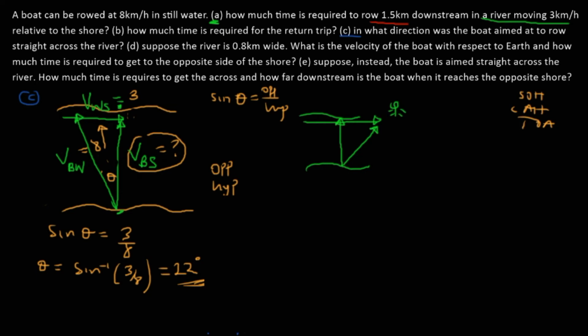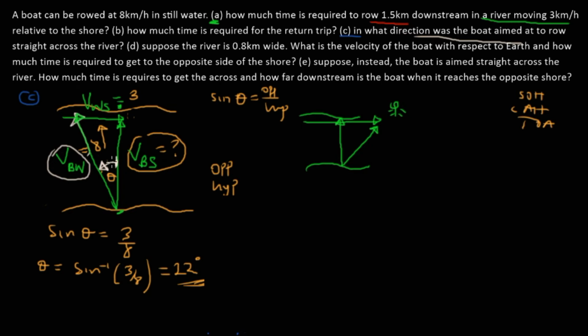Because what we are actually looking for is this: the velocity of the boat relative to the water. The question says, in what direction was the boat aimed? So for the boat to row straight across the river, it has to be placed in this manner, the way we bent it. So that is the direction we are looking for, not this eventual direction.